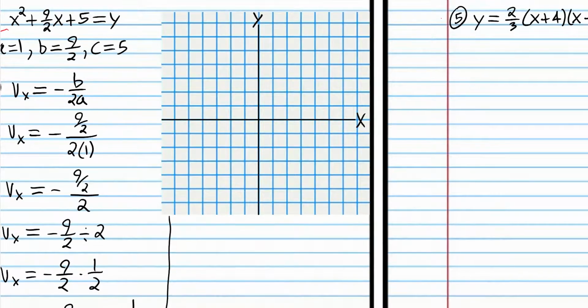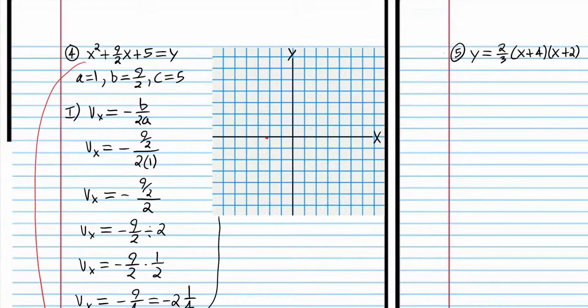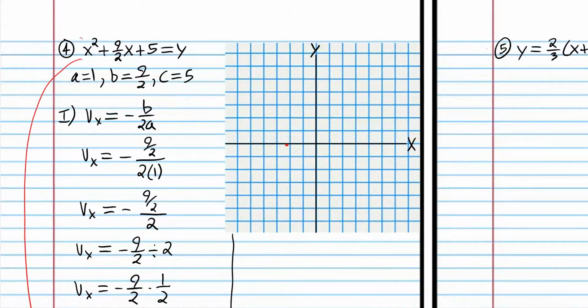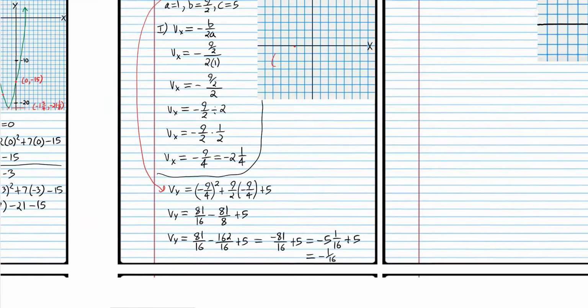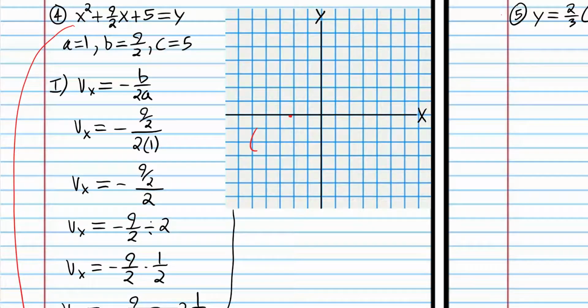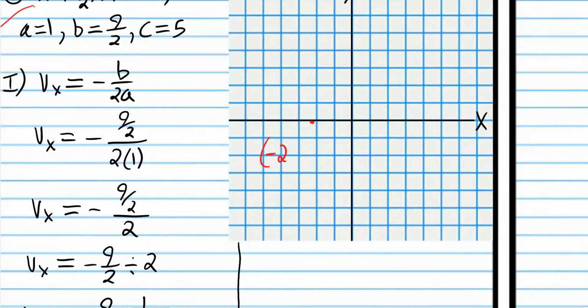So negative 2 1/4 would be about here, and then negative 1/16 is really, really close to the x-axis. And I know that this parabola is going up because the coefficient of x squared is positive. So I can just put the coordinates below. So we have negative 2 1/4 and negative 1/16.